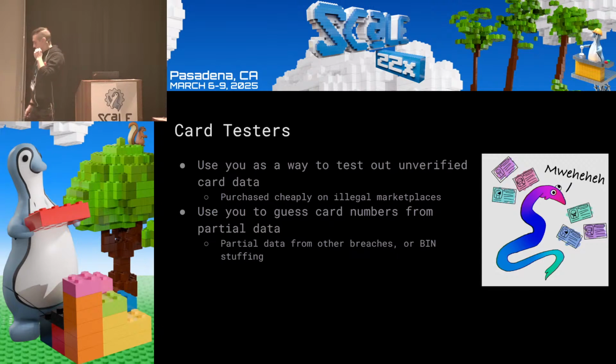And there's even a really unsophisticated high volume attack called BIN stuffing. So that's the first 6 to 8 digits on a card. Given that, guess the rest. So at high enough volume, you can find valid cards and guess the CVV, guess the expiration date, guess the zip code. At high enough volume, this is a thing that yields results for attackers.